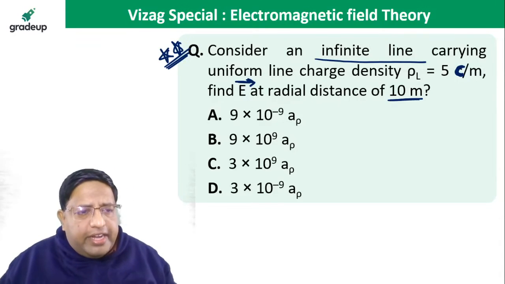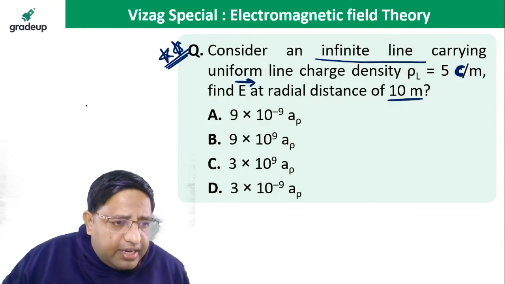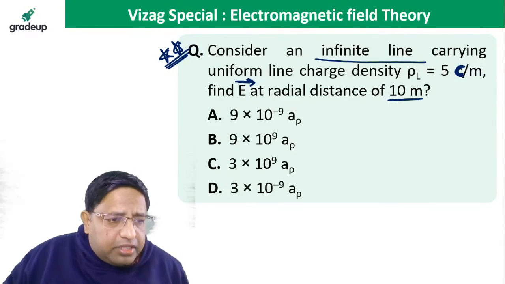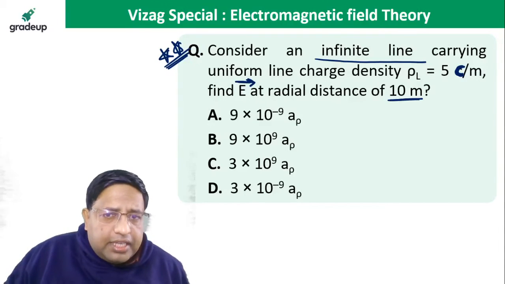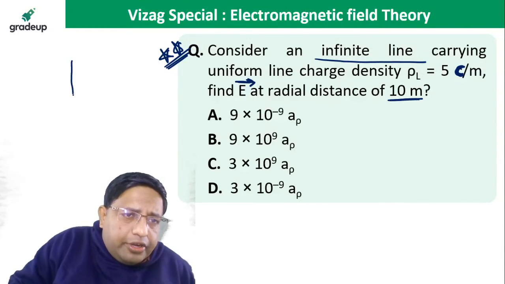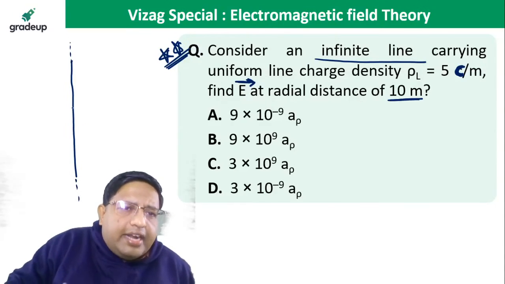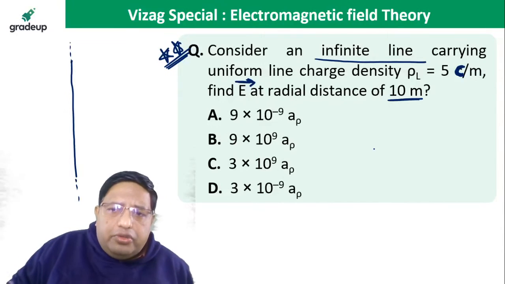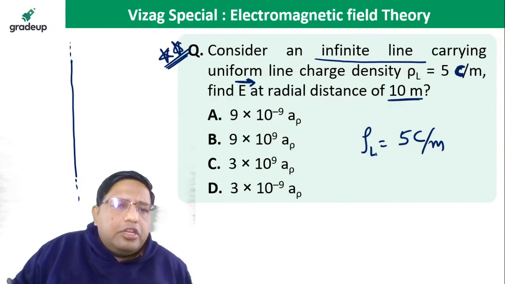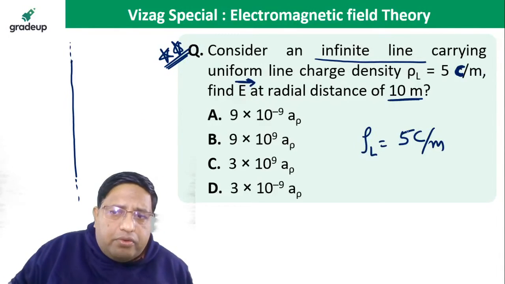In a cylindrical coordinate system, Chandana is giving the answer of this question. Absolutely correct answer, Chandana. Very good. This question is so simple because of the infinite long wire. This wire is infinite long and the uniform line charge density rho L is 5 coulomb per meter.